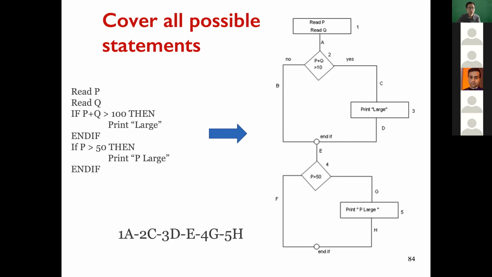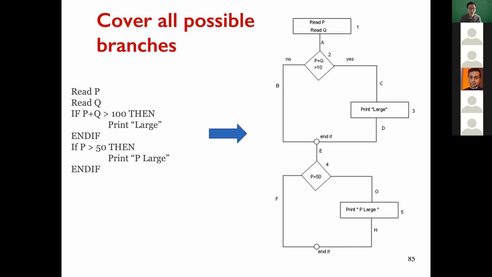So we only need one test, right? This test would first go through the path A, then C, then D, then E, then G, then H. In this way, you cover all the nodes, all the statements, or all the lines. So we need only one test to cover all the lines, right? This is the line coverage.